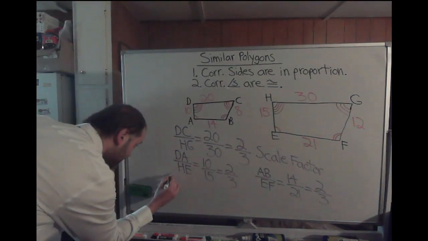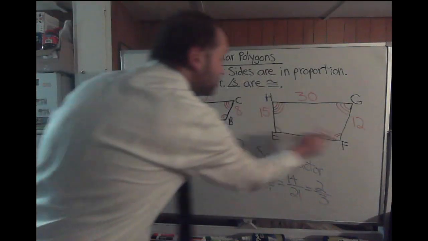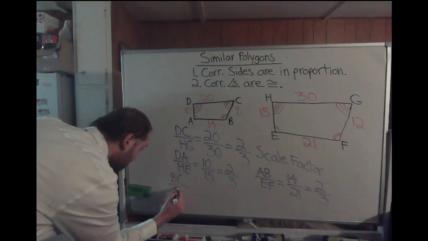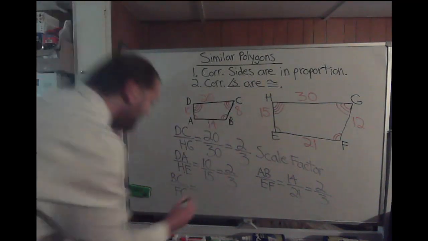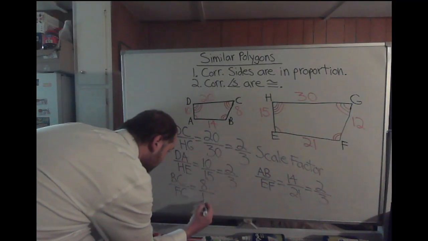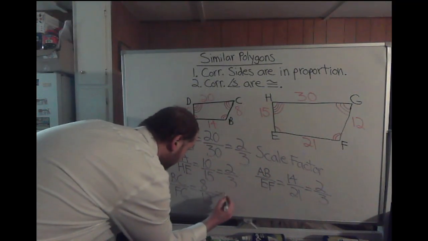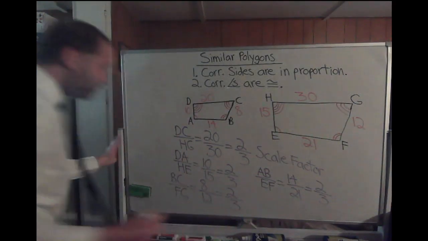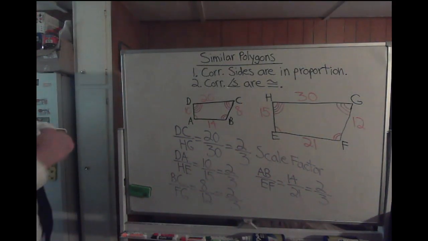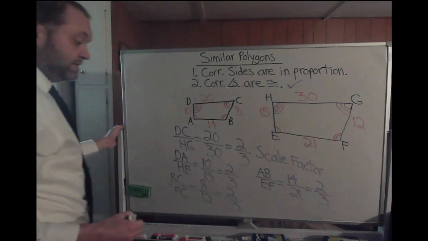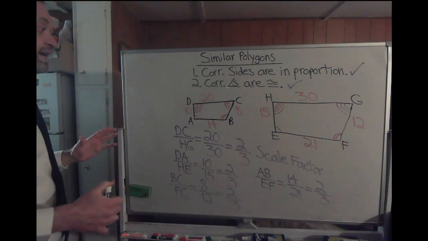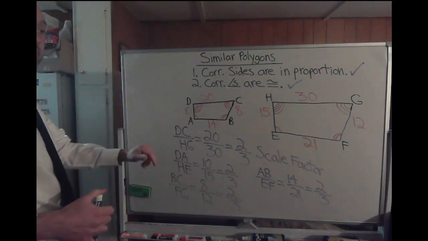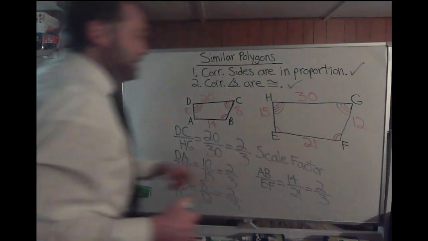Now, what about BC? Let's compare BC to FG. Do they have the same scale factor? Well, BC has a length of 8, FG has a length of 12, which also gives you a scale factor of 2 to 3. Alright, so in this case, all corresponding angles are congruent, and all corresponding sides are in proportion. So both criteria have been met to determine that quadrilateral DABC is in fact similar to HEFG.